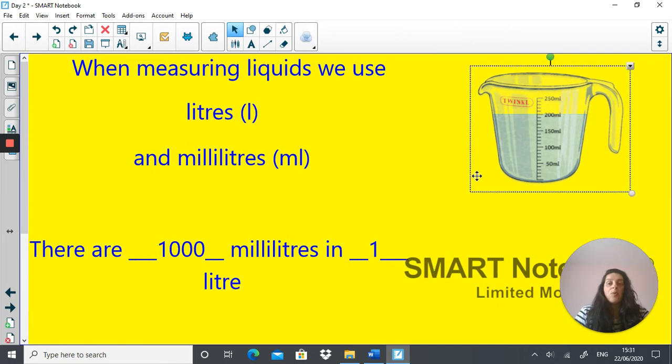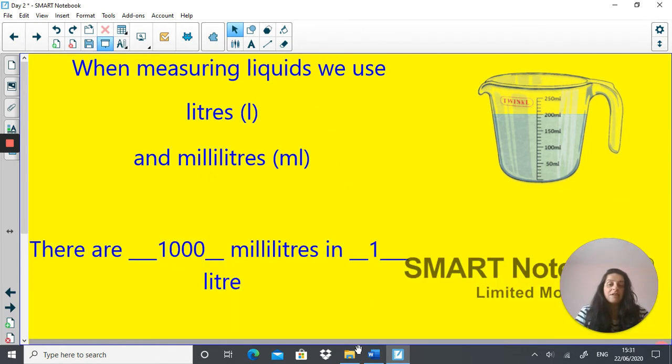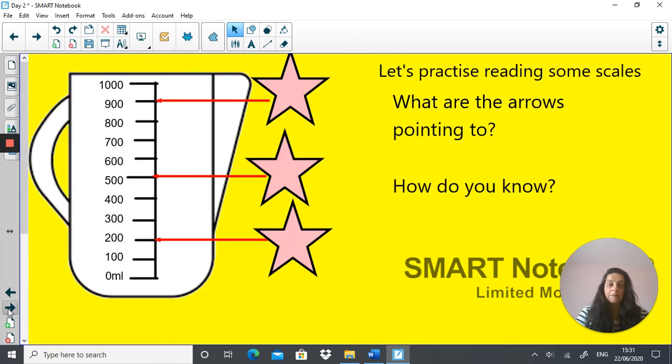So when measuring liquids, we use litres and millilitres. Before we begin, I did tell you the answer to this question at the beginning of the video. How many millilitres are there in a litre? Hopefully you would have written down, there are 1,000 millilitres in 1 litre. Good job for those of you who remembered that from yesterday.